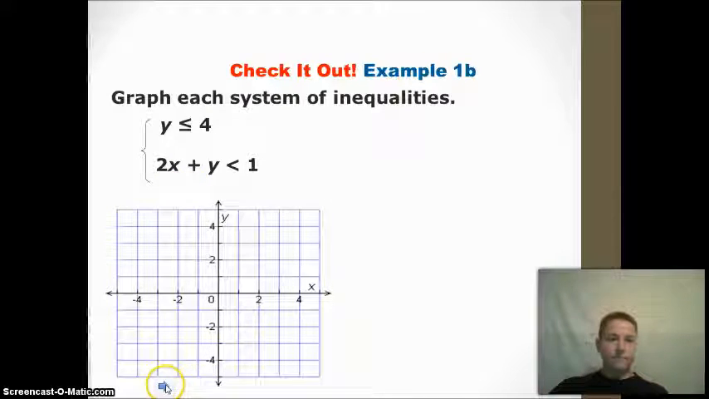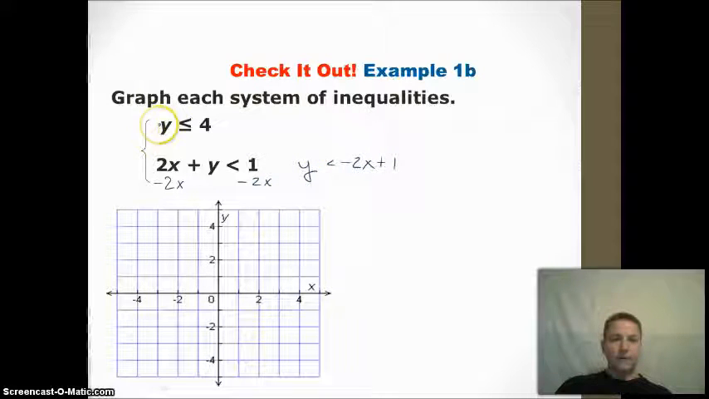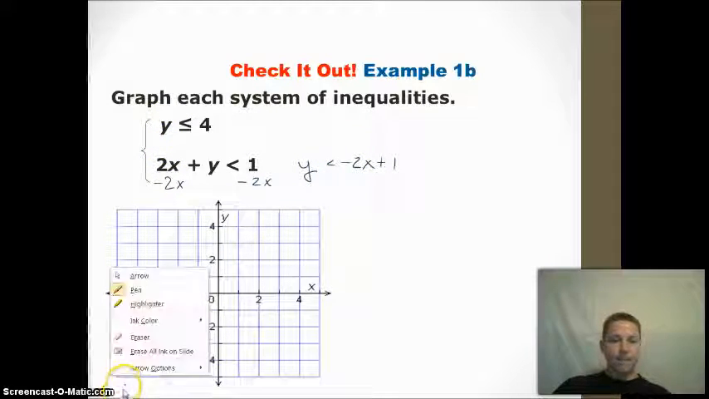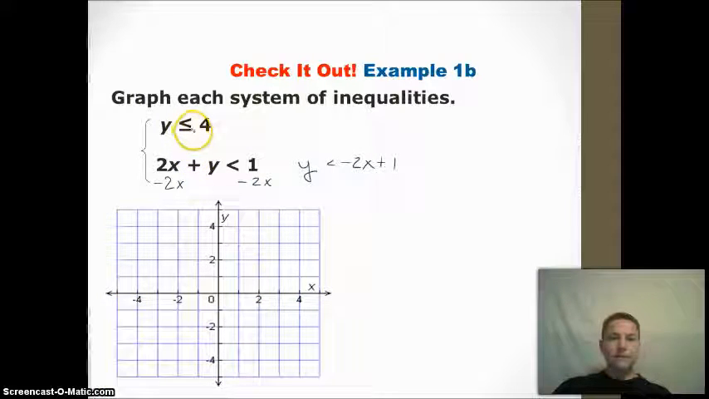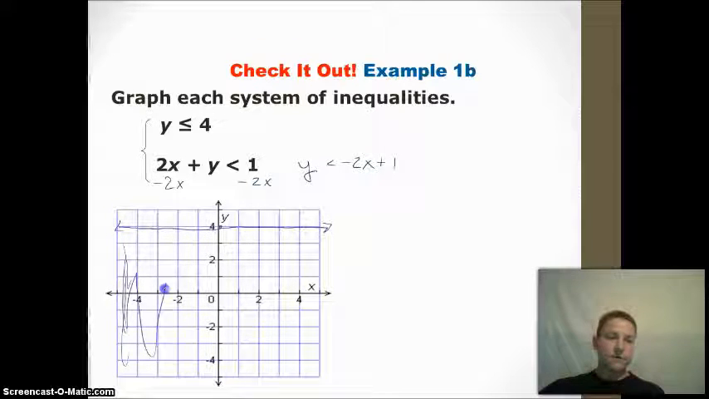Okay, when you get Y by itself right here, subtract 2X. So we would have Y is less than -2X plus 1. Okay, and this Y is by itself. Okay, purple. Y is less than or equal to 4. Okay, so solid line. Shade below. So it goes all the way down there.